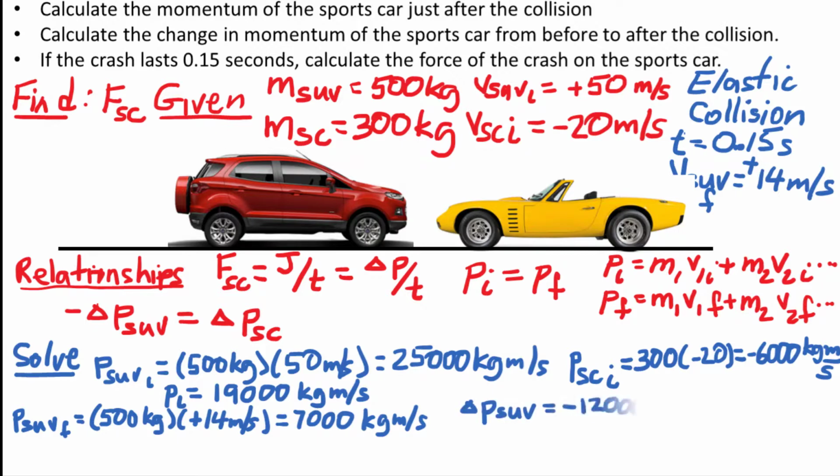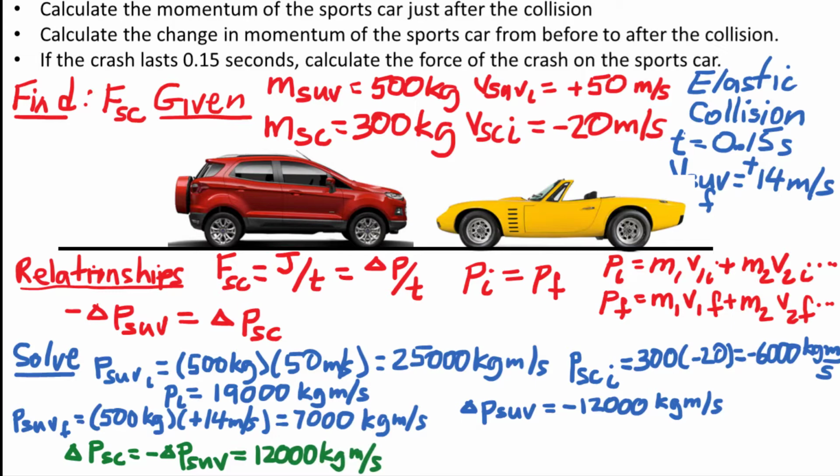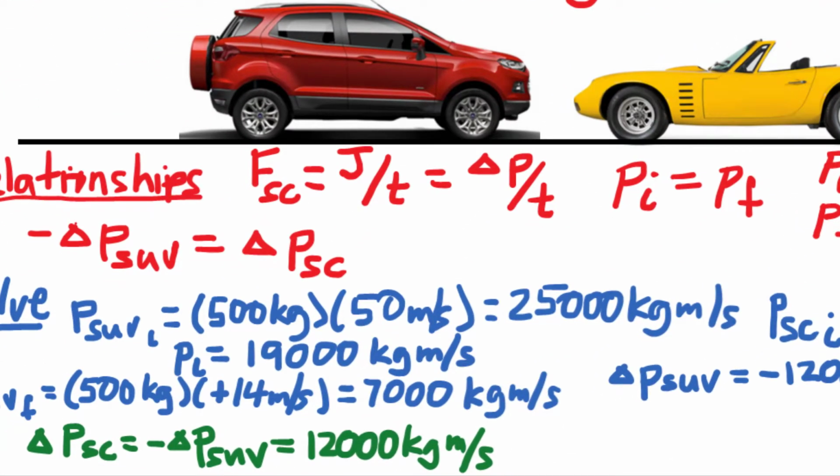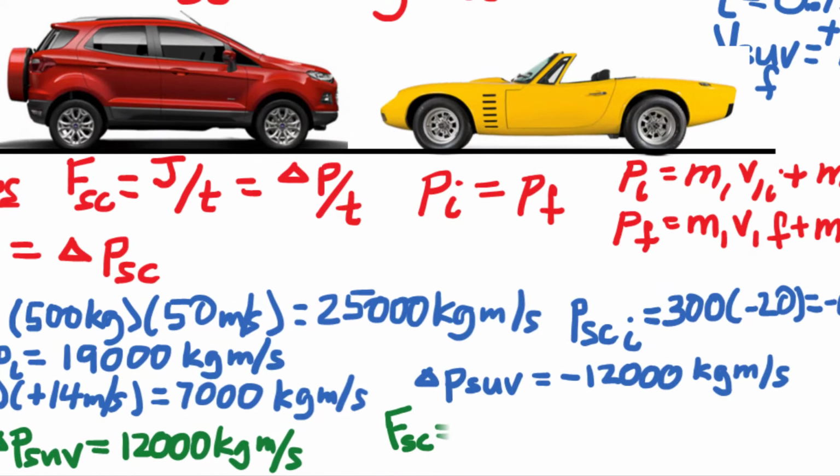So how much did the momentum change? It went from 19,000 to 7,000, so the change in momentum of the SUV was minus 12,000 kilogram meters per second. What does that mean for our sports car? Whatever was lost by the SUV was gained by the sports car. So our sports car gains 12,000 kilogram meters per second.